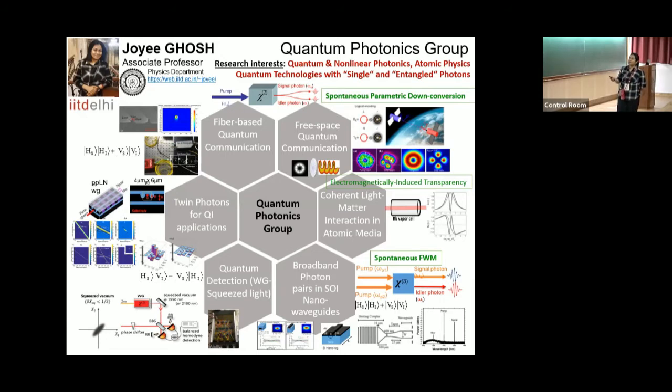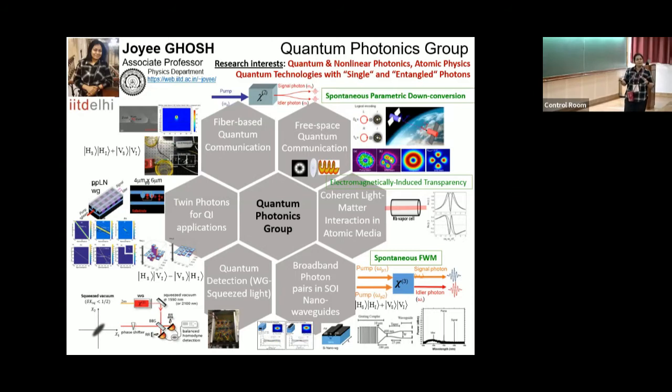So our main focus, if we say the broad research interest, is in quantum and nonlinear photonics. Basically, we are interested in quantum technologies with single and entangled photons, basically their generation, their detection, and their application for quantum communication experiments. So these four blocks pertain to entangled photon generation through the process of spontaneous parametric down conversion, which I'll get into in a couple of slides. This is a nonlinear optical technique by which you can have signal and idler photons, which are correlated in nature. Then you can also have them entangled. And based on these photons, you can do beautiful physics.